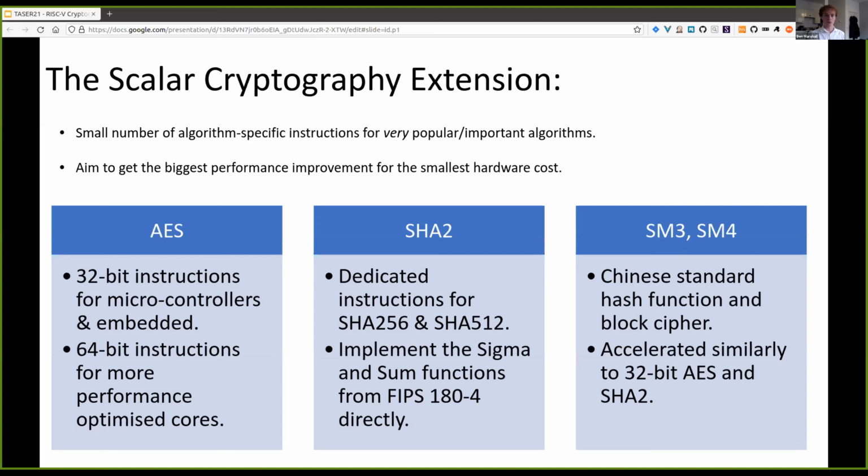And because it's a standard interface, you can write your crypto library to just look at these instructions rather than have to cater to all the different kinds of cryptography accelerator that your NXP or your STM32 microcontroller might support. So those are the sort of algorithm-specific instructions.